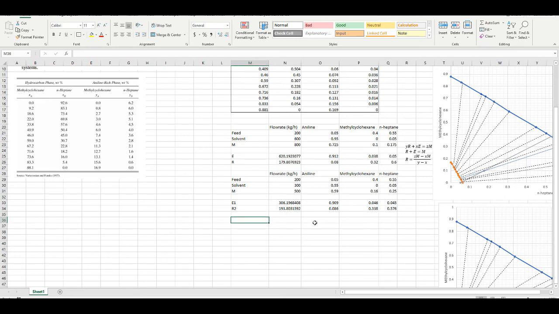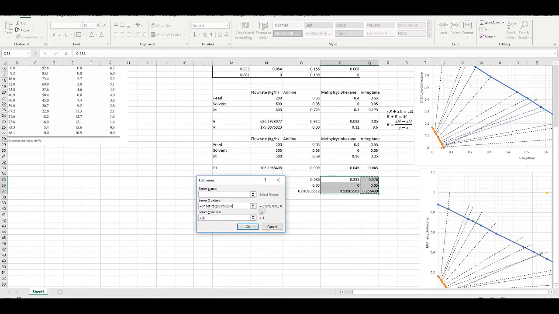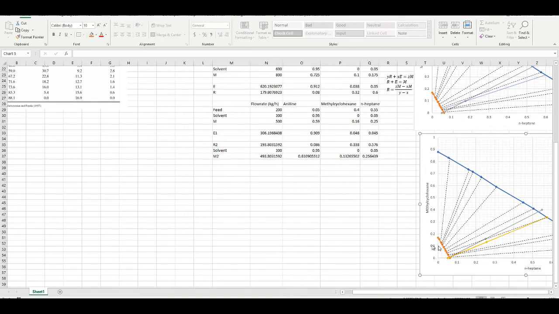Now for the second stage, we're going to have another mixing point once again, and we're going to use the raffinate stream. The raffinate stream is obviously the stream that is being purified, so we're going to keep it, and we're going to use another solvent stream, which is functionally identical to this stream. M2 is equal to the combination of the two streams. And then the composition, once again, is a weighted average. Once again, we can plot the new line. This should be collinear, and it is.